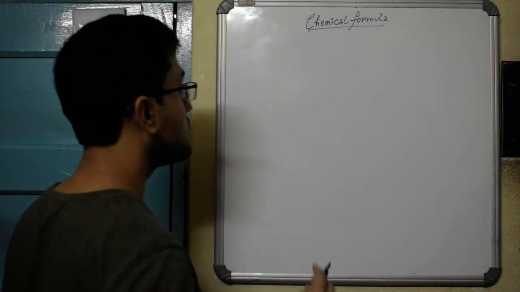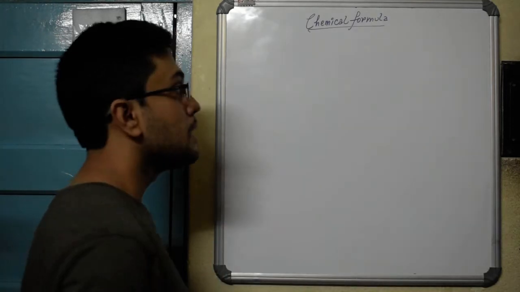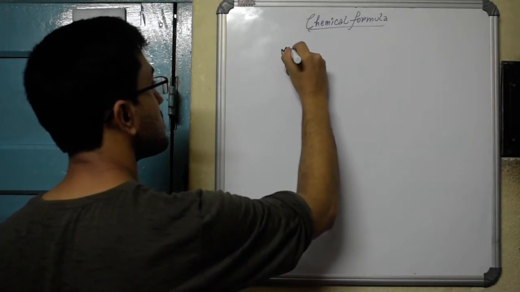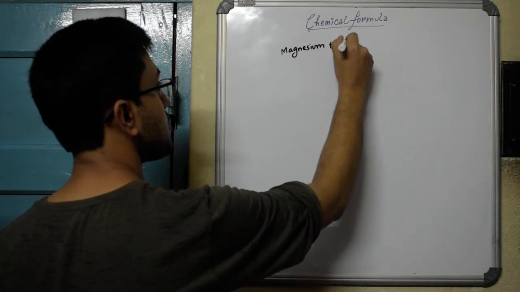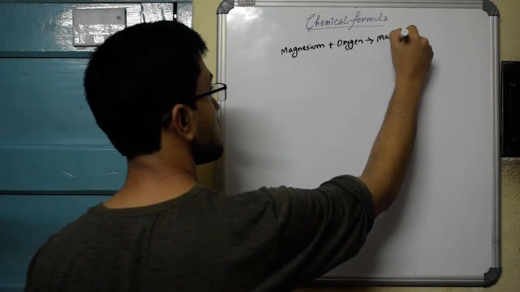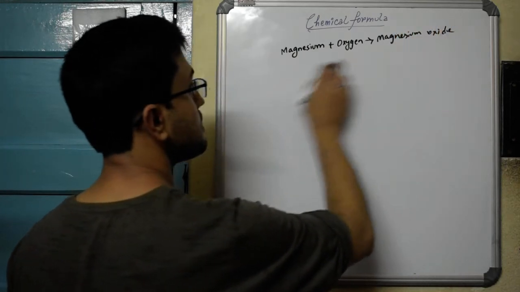We can take another example of a chemical reaction. First of all, the word reaction. What is the word equation? Magnesium plus oxygen giving us magnesium oxide. This is my word equation.